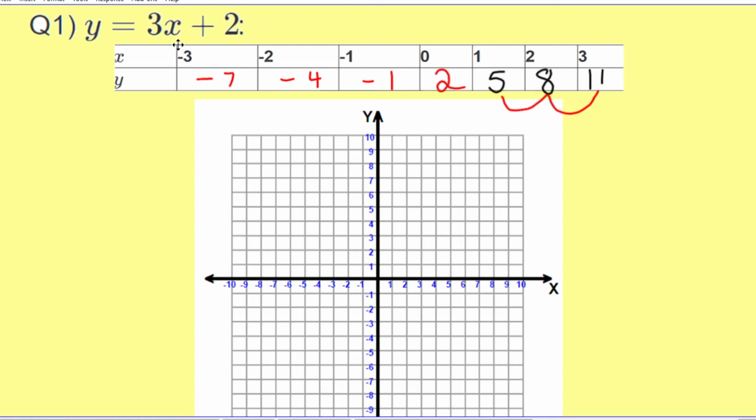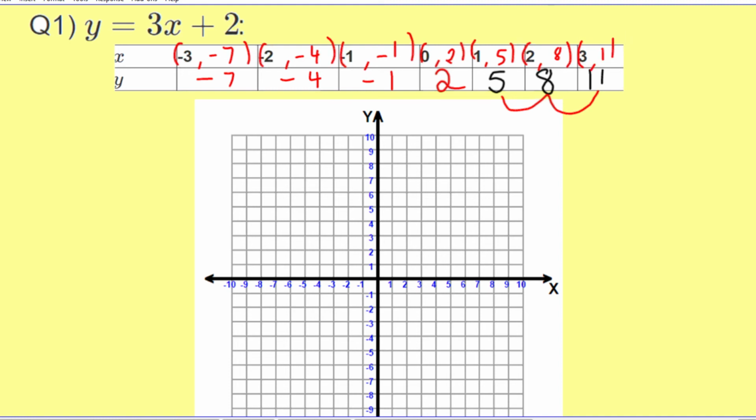So the coordinates here are going to be minus 3, minus 7, minus 2, minus 4, minus 1, minus 1, 0, 2, 1, 5, 2, 8, and 3, 11.